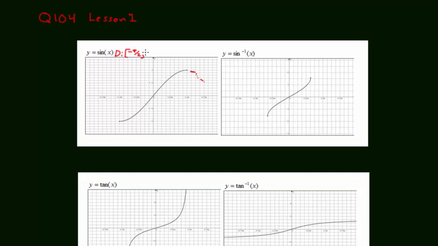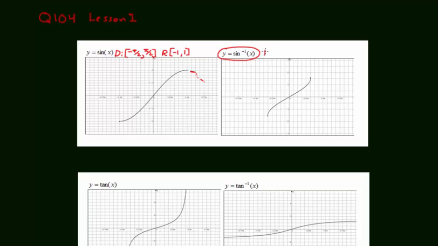Here we need to restrict the domain to be between negative pi over 2 to positive pi over 2, including. The corresponding range will be from -1 to 1. If we do in fact restrict the domain as we see here, then the inverse will also be a function. So now let's take a look at the inverse function.